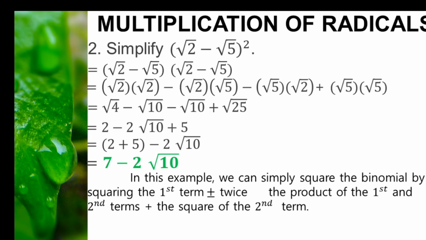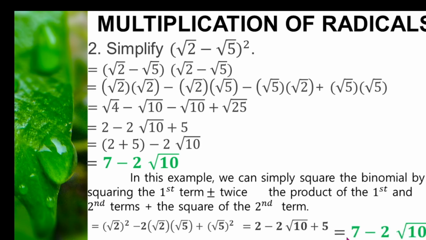So square the first term, so we have square root of 2 squared, minus 2 times the square root of 2 times the square root of 5, plus square the last term, so we have square root of 5 squared. So therefore, simplifying it further, we have 2 minus 2 square root of 10 plus 5. Therefore, we have 2 plus 5 is 7 minus 2 square root of 10.